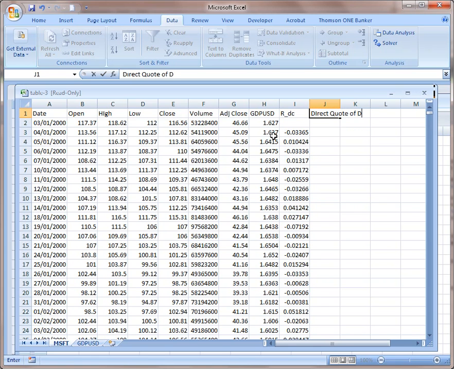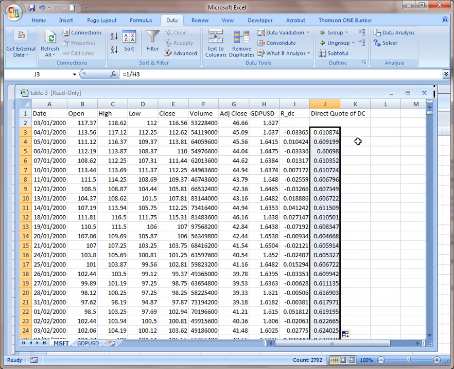The other thing, which is very important, is that we want a direct quote of domestic currency, because currently the US dollar is expressed not as per unit of pound, it actually is per each pound, how many units of US dollar. So what we want to do is take the inverse of this number, then we get the direct quote.